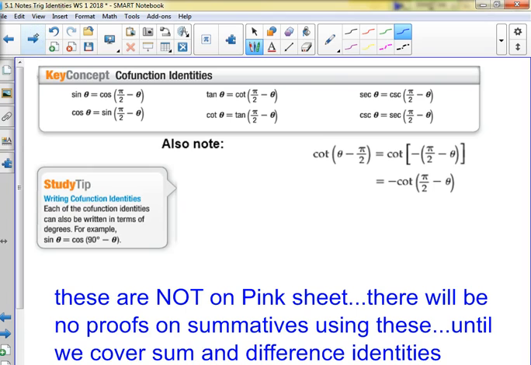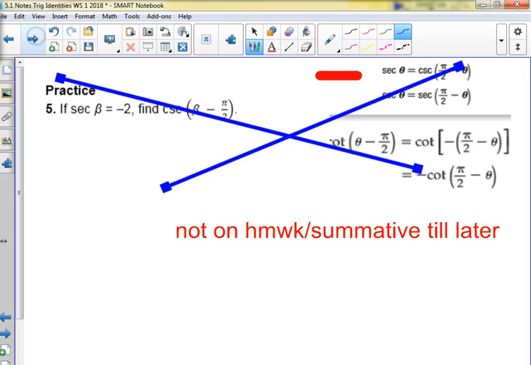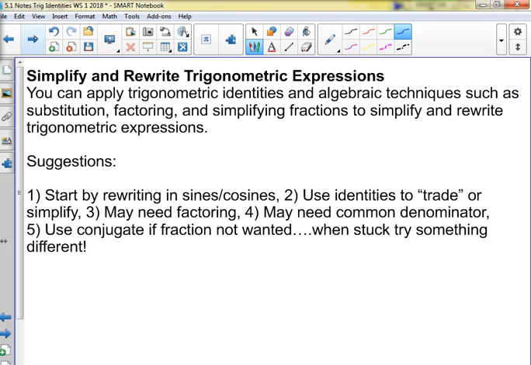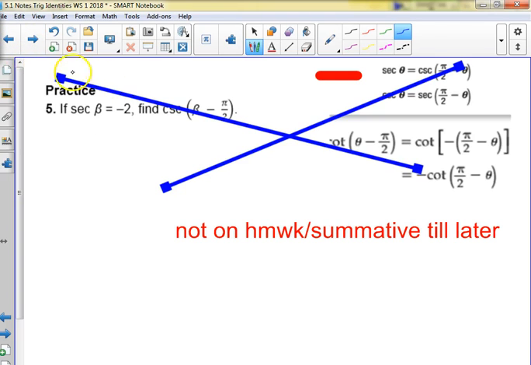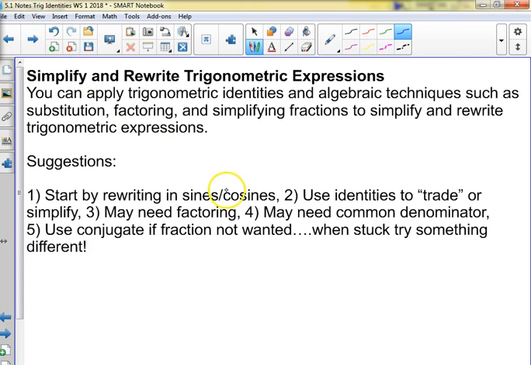All right, I'm not going to spend a lot of time on this because we don't really use these until we get into sum and difference formulas. Some of you who just took trig have done sum and differences. So I'm going to skip this question and go down to the actual simplifying. I think this was on your practice, but we're not going to do it, because I didn't assign one like that on the homework. Is it on your notes? I don't want you to think I skipped something important because it's not on the homework.